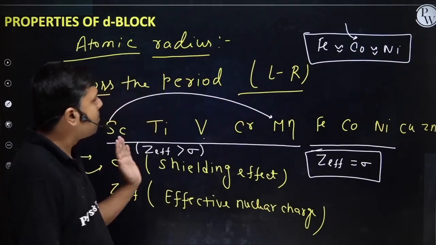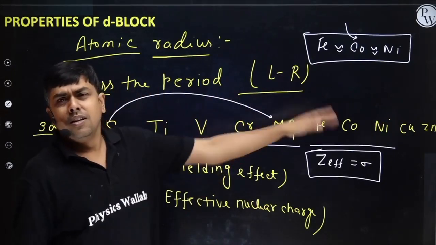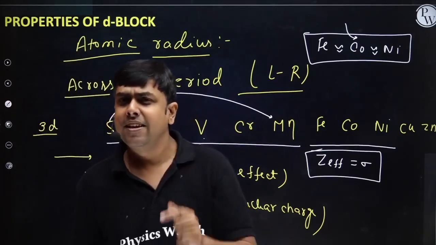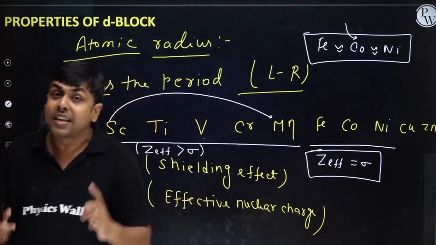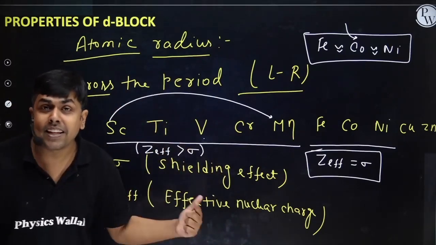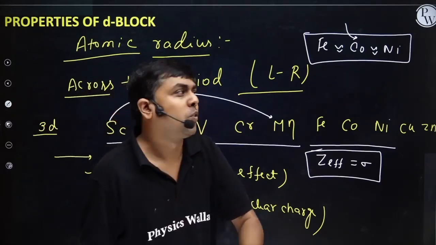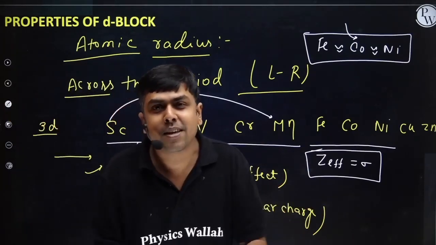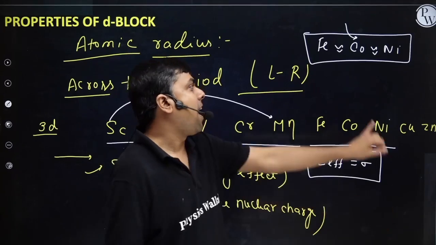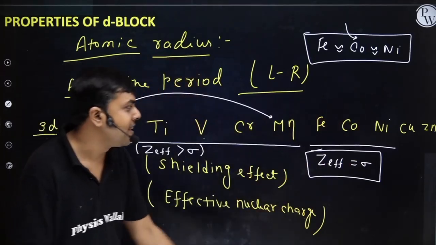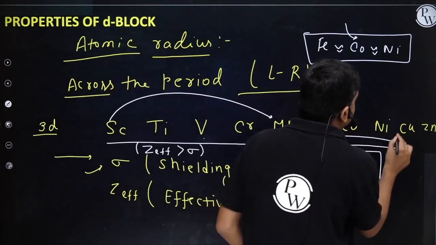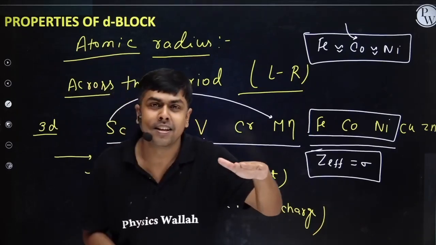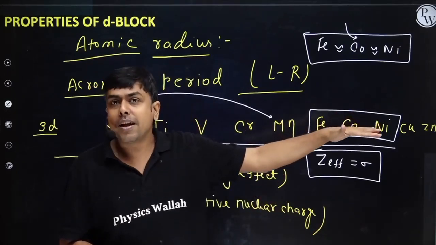Basically, as I'm moving from scandium to zinc, the number of electrons in the 3d subshell is increasing, which results in increased repulsive force, which basically increases the value of sigma, right? So if the value of sigma starts increasing, a time will come when Z effective and sigma counterbalance each other. And here we observe a similar case in iron, cobalt and nickel. So students, from scandium to manganese, size decreases. From iron to nickel, the size remains constant.